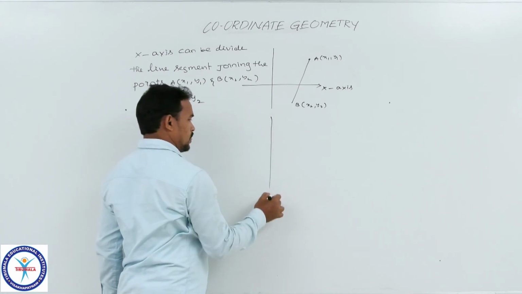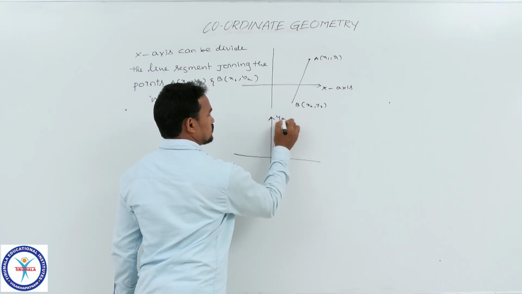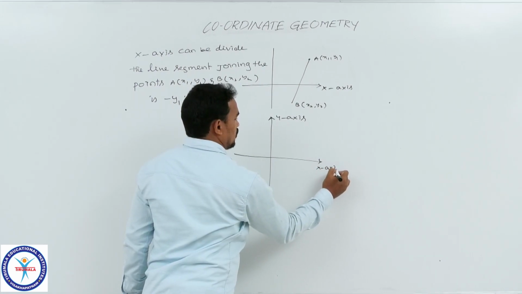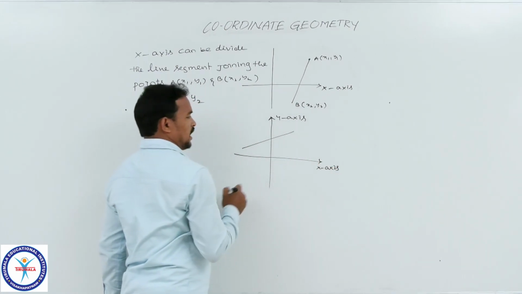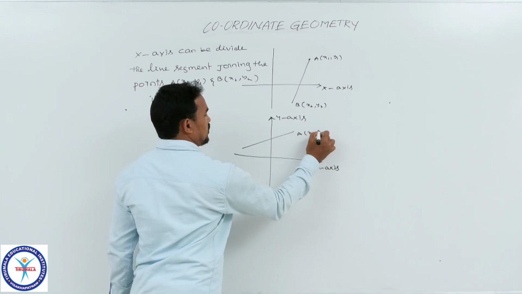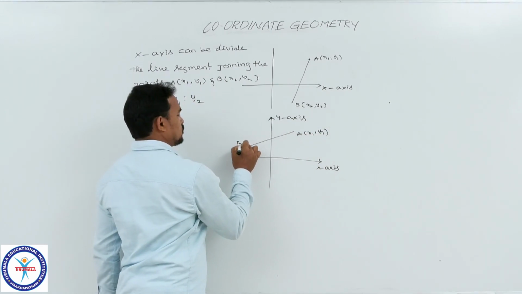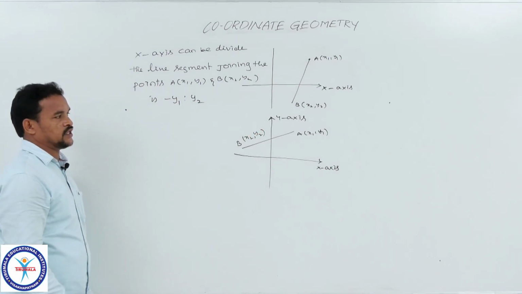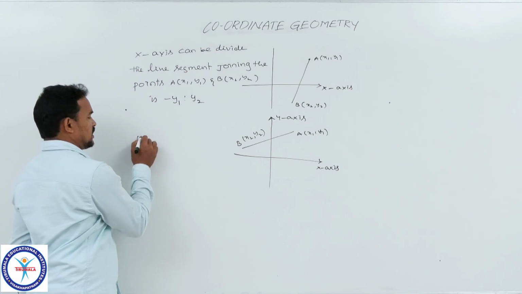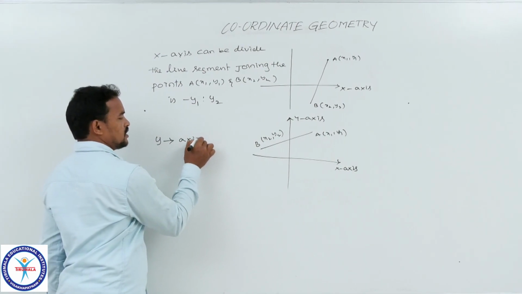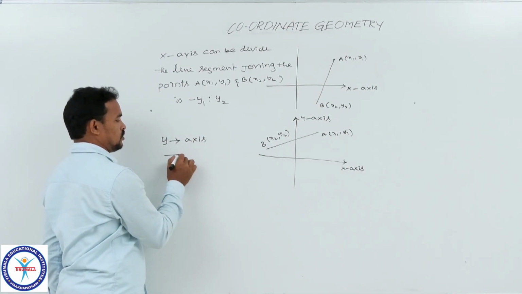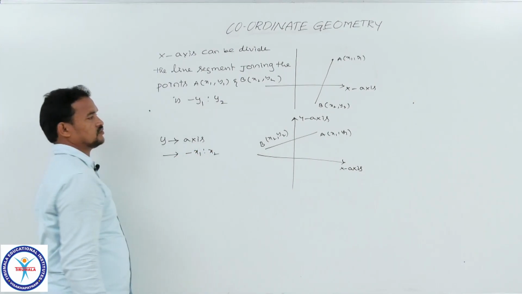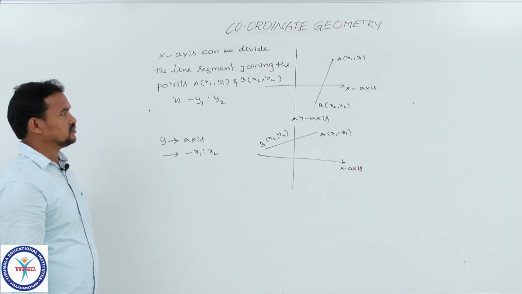Similarly, the y-axis divides the line segment joining the points A of x1 comma y1, B of x2 comma y2. Now the y-axis divides the line segment AB in which ratio? The y-axis divides the line segment AB in the ratio minus x1 is to x2. These 2 points also remember in your mind.